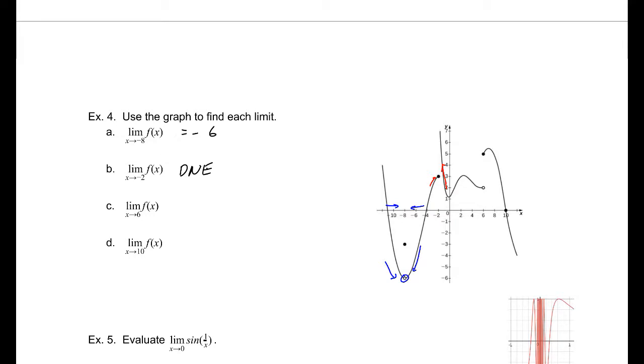As x approaches 6, we have the same oddity there, so this does not exist. As x approaches 10, okay, there we have something. Our y value at that point is 0. So both sides are approaching a limit of 0.